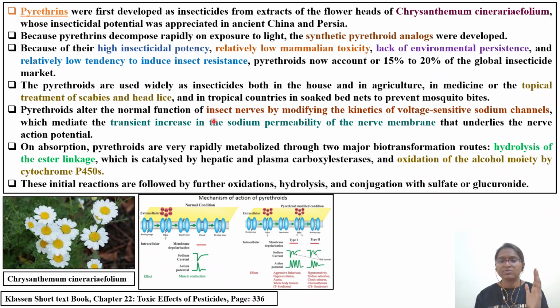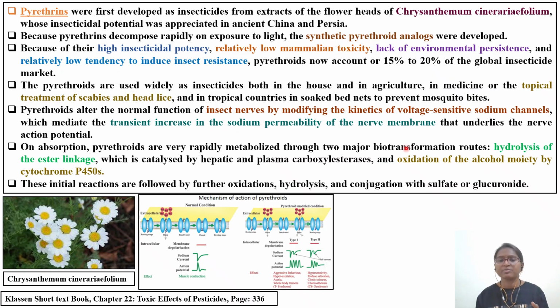So insecticides act on the insect nerves by modifying the kinetics of this voltage sensitive sodium channel, which mediates the transient increase in the sodium permeability of the nerve membrane that underlies the nerve action potential. On absorption, these pyrethroids are very rapidly metabolized. So they will not be accumulated or retained in the body for a longer period of time.